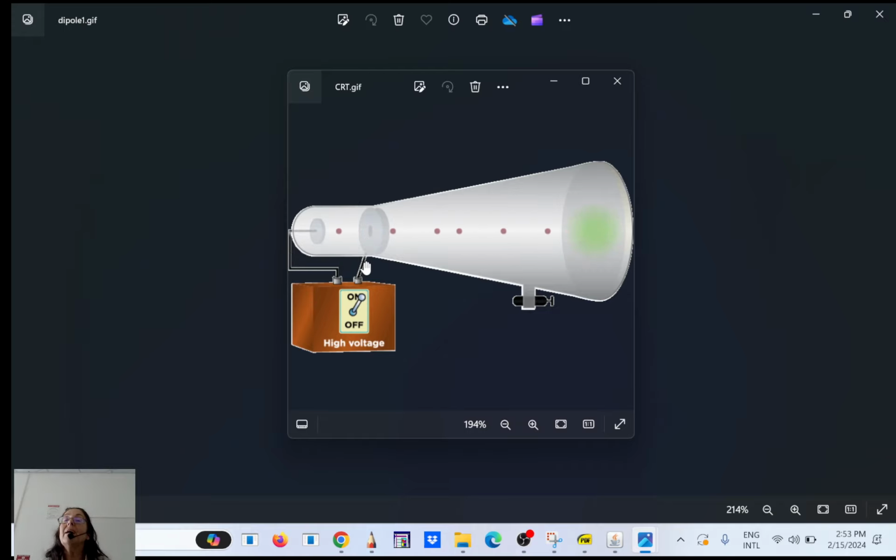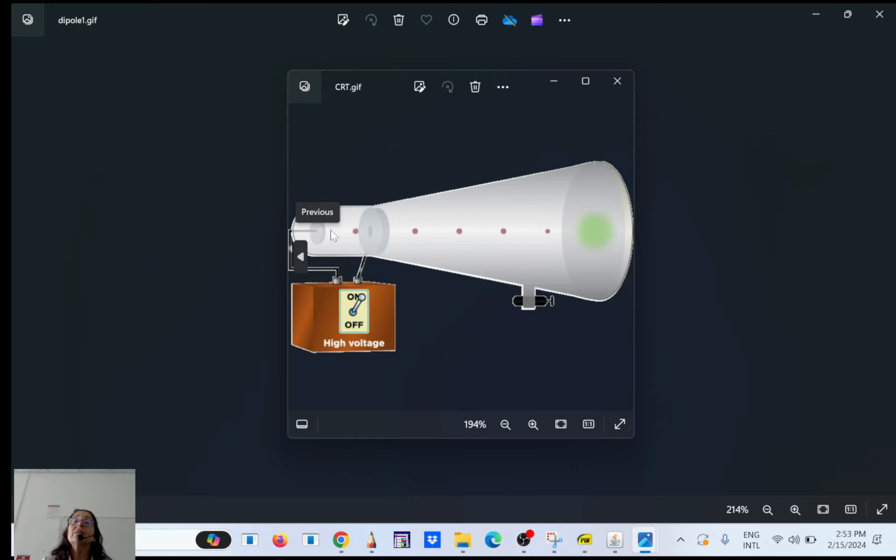If the voltage applied is 10,000 volts, what's going to be the energy of an electron? 10,000 joule per coulomb. So you have 10,000 times the charge of an electron. So in eV, it's going to be 10,000 eV. Okay, so 10,000 volt means 10,000 joule per coulomb. The charge of an electron is e, so you have 10,000 eV.